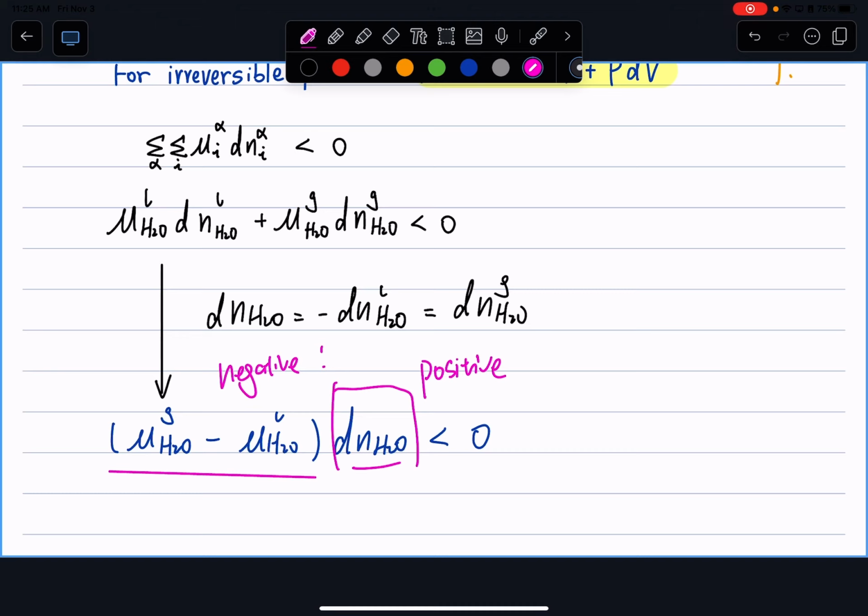Yes? Why is the term positive? You see our definition here. We're talking about the change in number of moles of water. Our reactant always has a minus sign in front of it. If you think about the change in number of moles from liquid to gas, it's a vaporization process, so the number of moles of your liquid water will always be decreasing, while the number of moles of your gas-phase water will always be increasing.